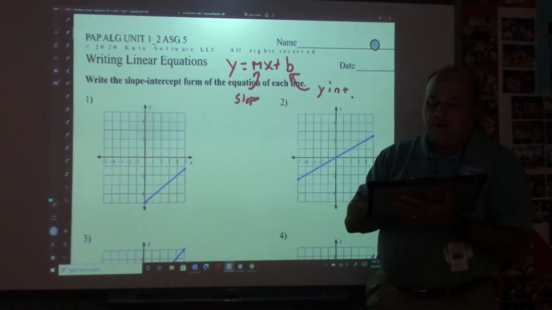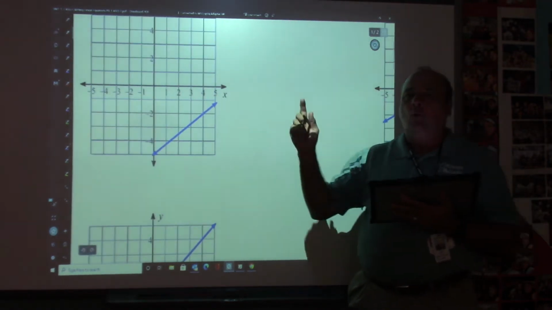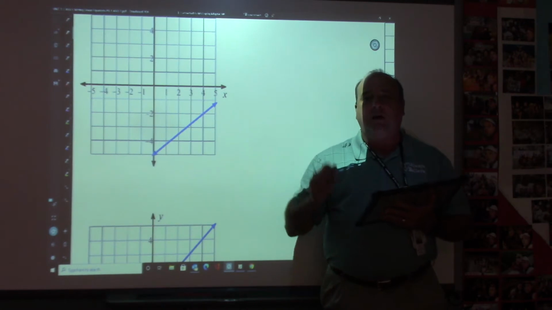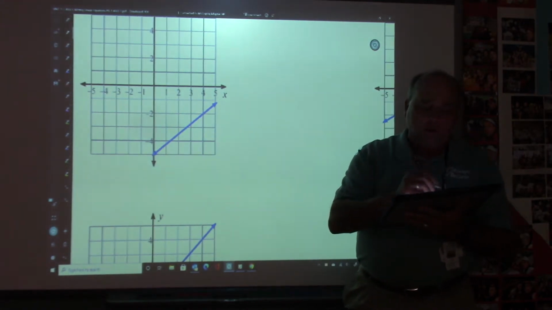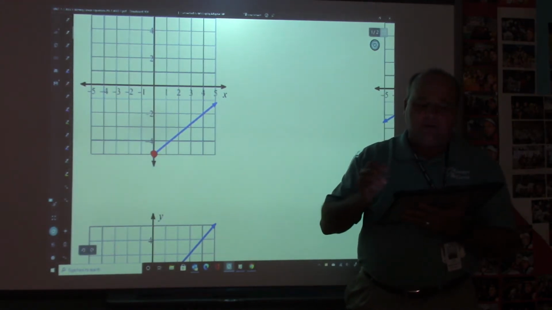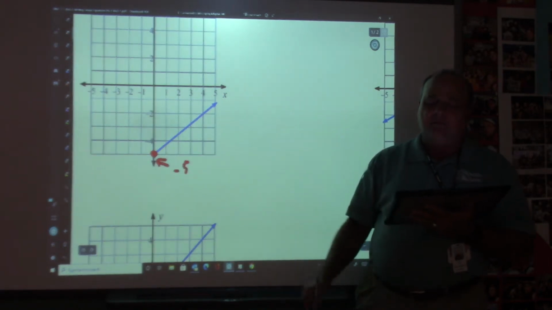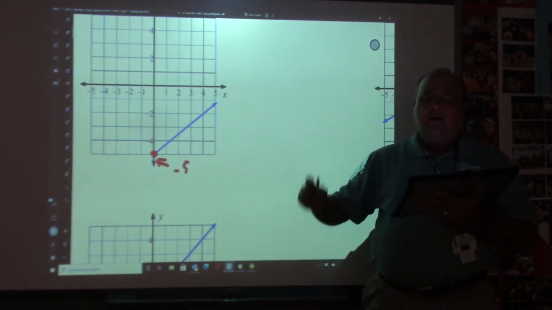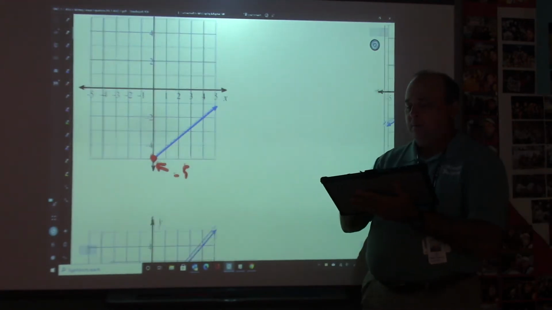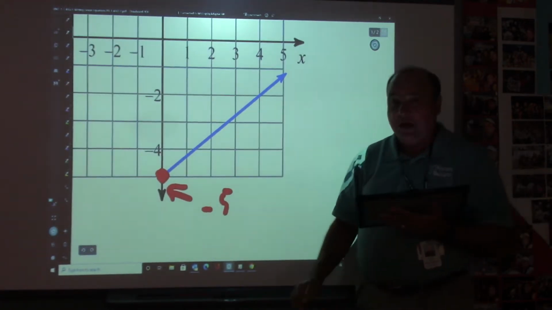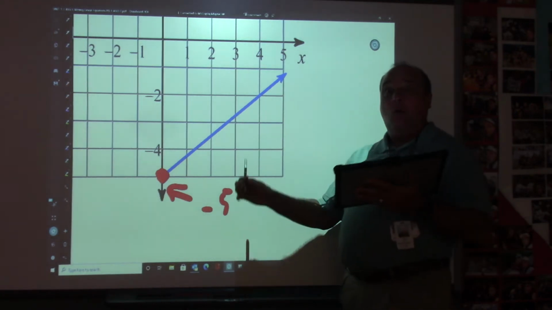Okay, so let's go to number 1. The first thing you want to do is dot the y-intercept. So on number 1, we're going to dot the y-intercept right here and then label it. So our y-intercept will be -5. And this is the tricky part. I'm going to zoom in so you can see this. So Mr. Toops has more power.